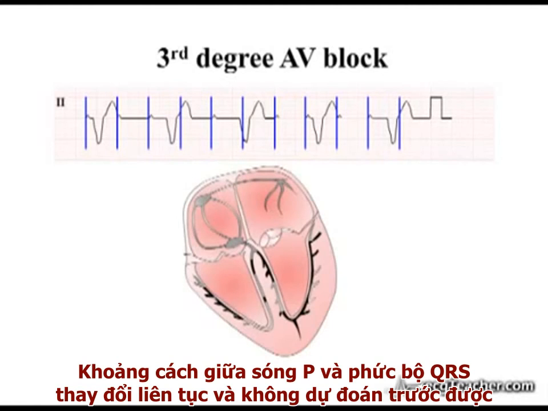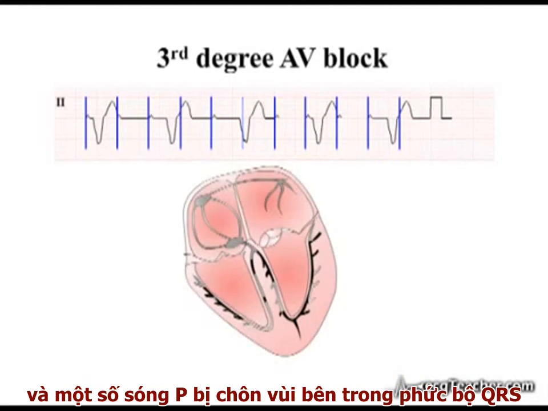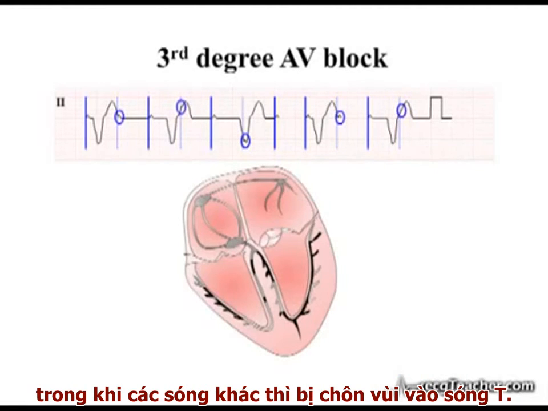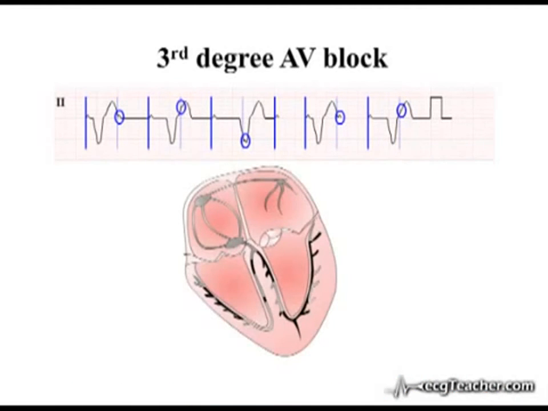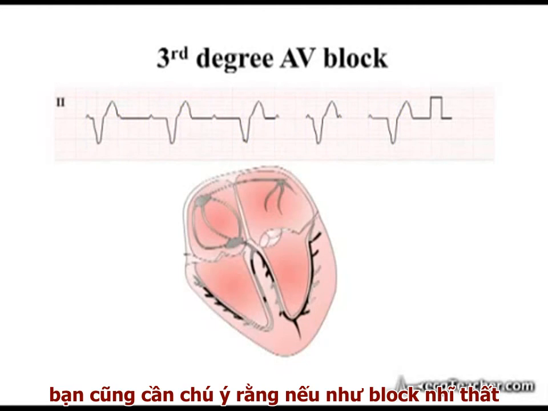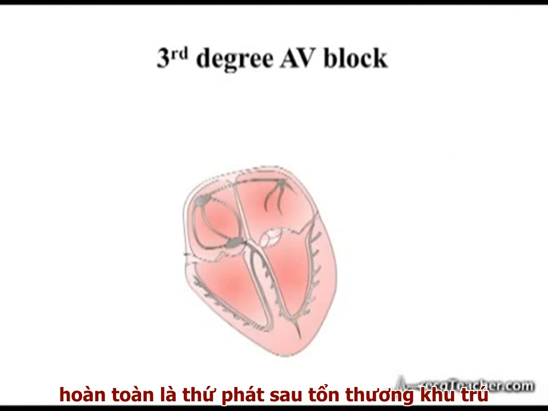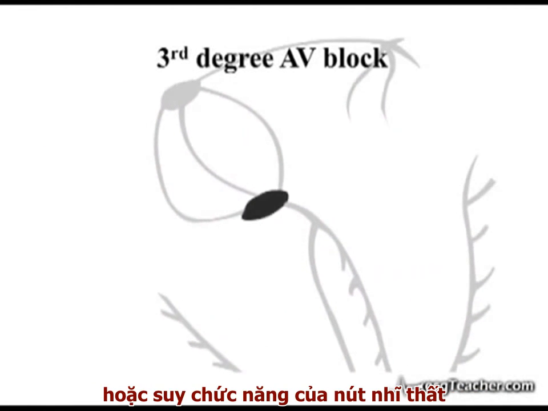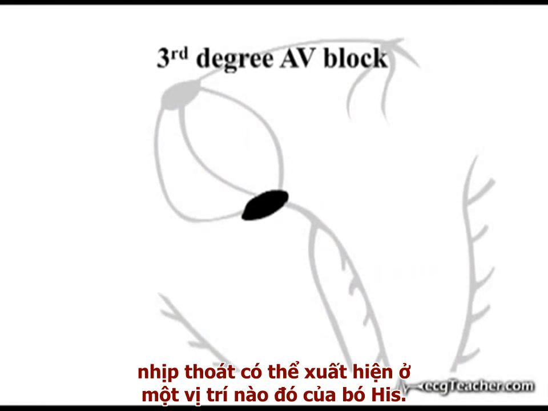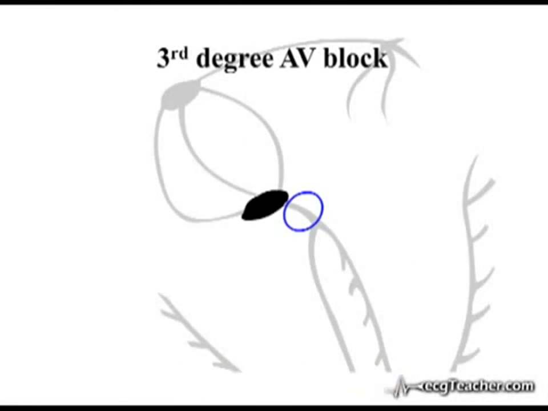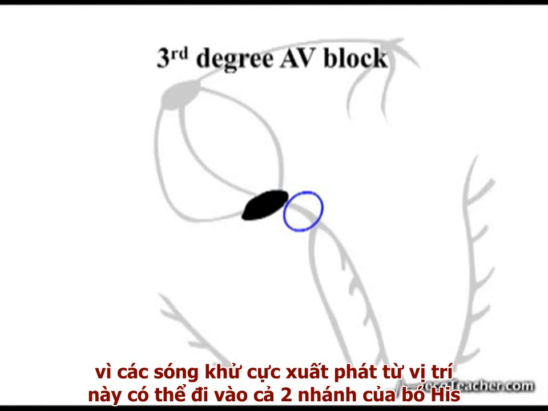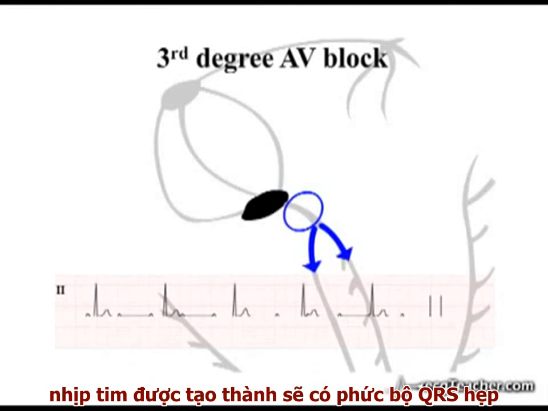The distance between P waves and QRS complexes varies continuously, and some P waves are buried in components of the QRS complexes, while others are fused with the T waves. You will also appreciate that if complete AV block arises secondary to localized damage or dysfunction of the AV node, an escape rhythm can arise from a focus within the bundle of His. As depolarization from this focus enters both branches of the bundle of His, the rhythm generated will be narrow complex.